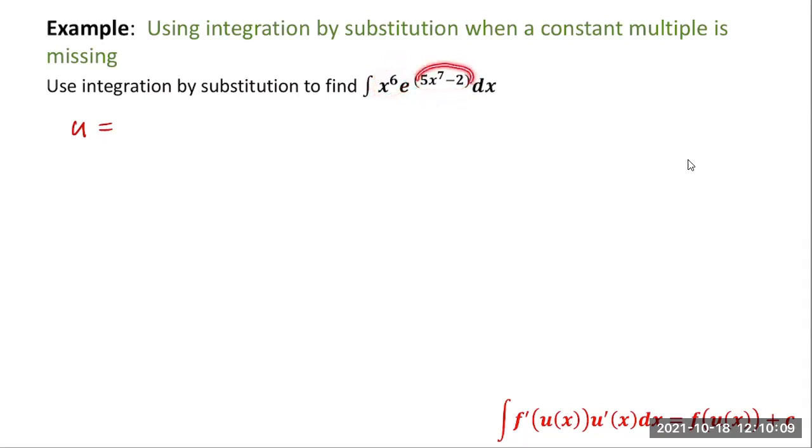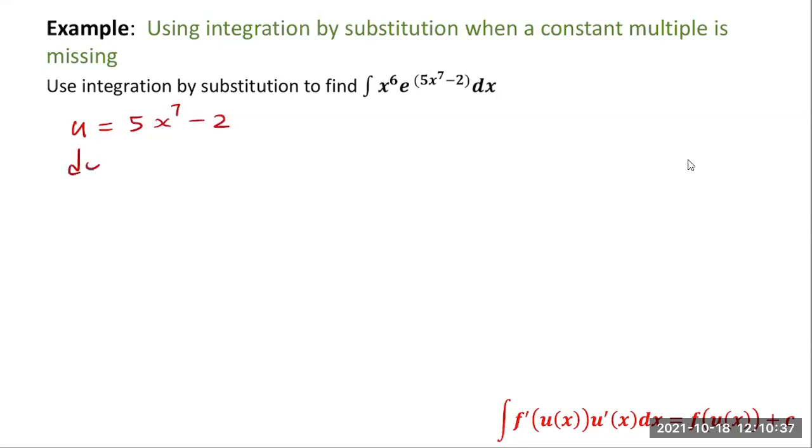Remember, when you use the U substitution, the derivative of that U should be sitting right next to this function. Looks like the derivative part is already there, not the exact derivative, but the derivative of this one would be a constant multiple of x to the power 6. That's okay. All right, so I'm going to take U to be 5x to the power 7 minus 2.